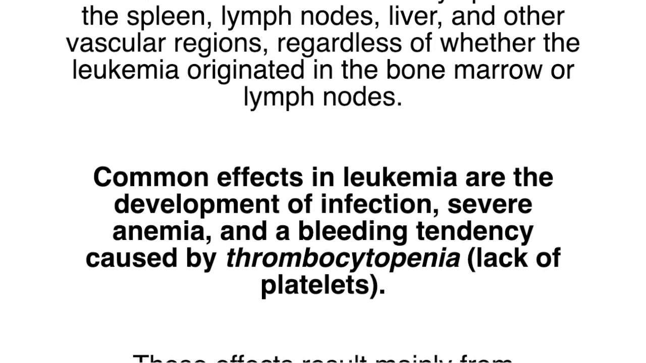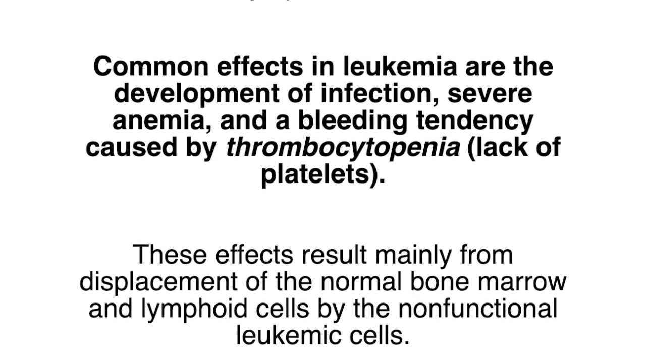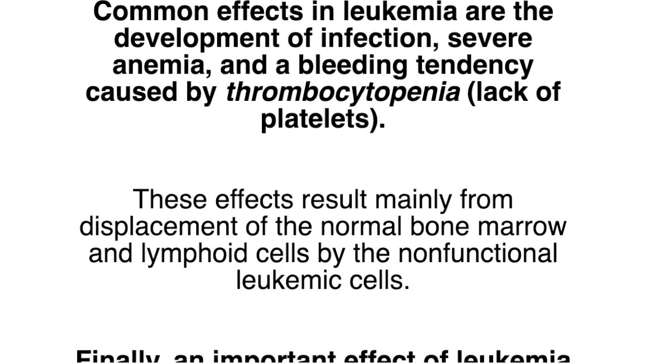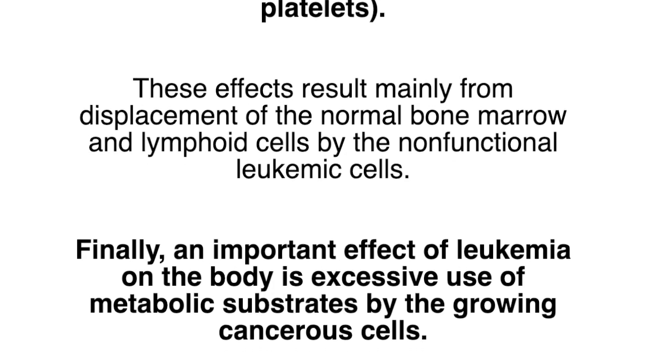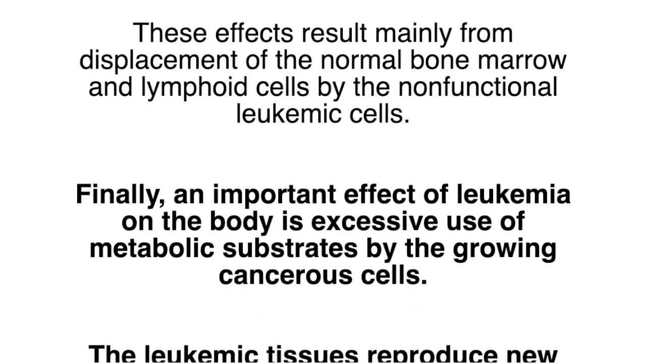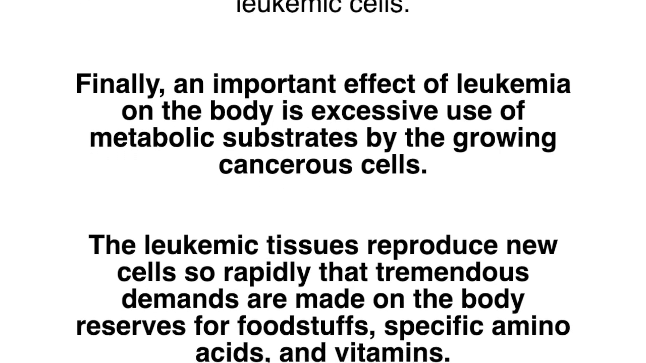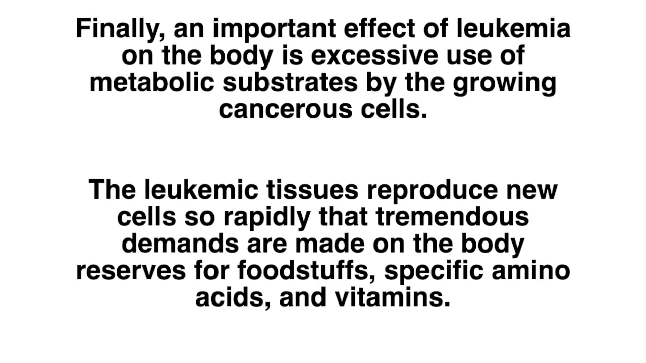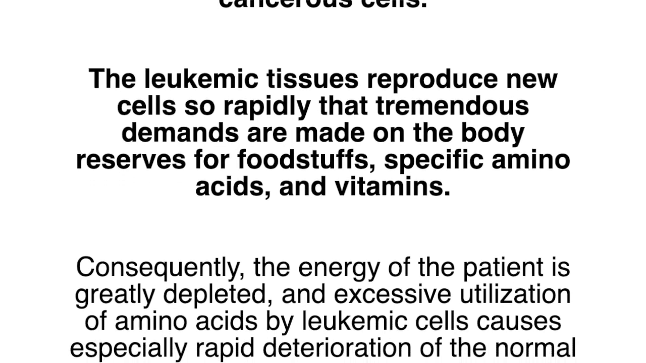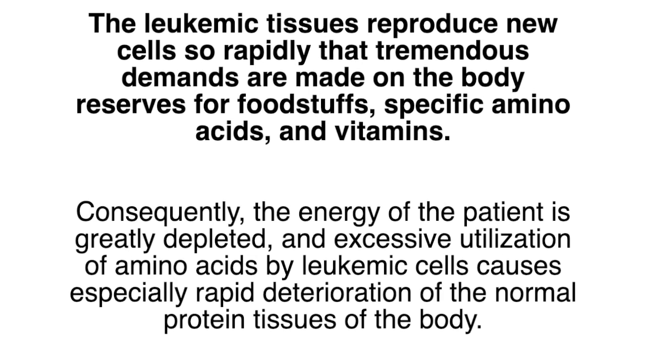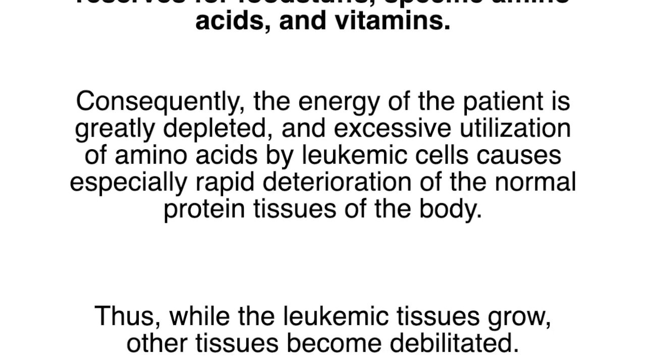Common effects in leukemia are the development of infection, severe anemia, and a bleeding tendency caused by thrombocytopenia, that is, lack of platelets. These effects result mainly from displacement of the normal bone marrow and lymphoid cells by the non-functional leukemic cells. Finally, an important effect of leukemia on the body is excessive use of metabolic substrates by the growing cancerous cells. The leukemic tissues reproduce new cells so rapidly that tremendous demands are made on the body reserves for foodstuffs, specific amino acids, and vitamins.